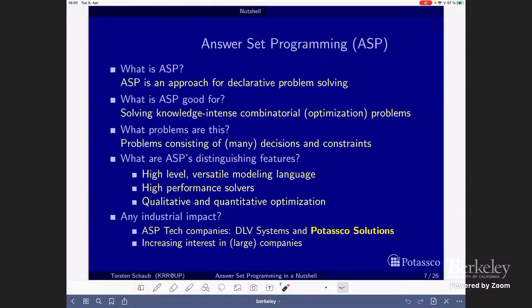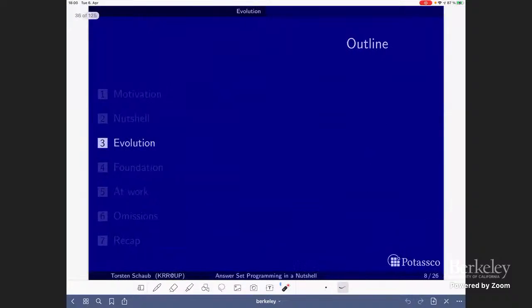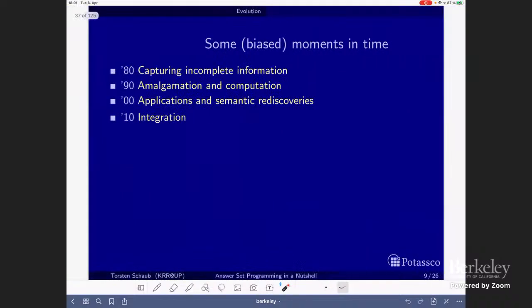Okay, good. So that was the nutshell. Let's look a little bit at the history of it, and get a bit of a feeling what actually the issues were in coming up with ASP as it stands right now. So again, this is a very biased view, of course, by myself.